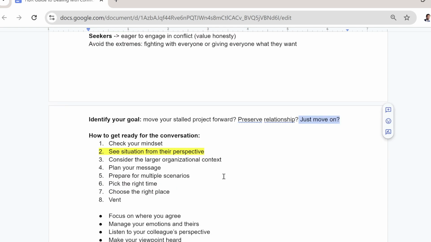How to get ready for difficult conversations. Number 1, check your mindset. Are you feeling angry? Are you feeling nervous? Are you calm? 2, see the situation from the perspective of the other person.